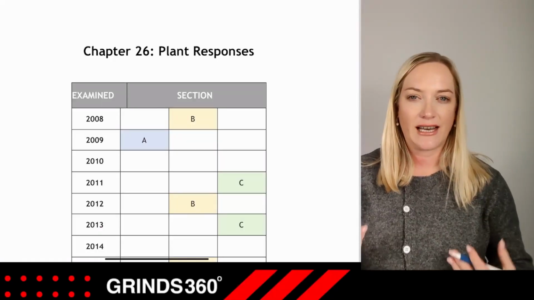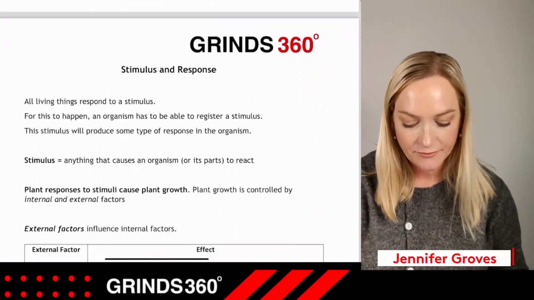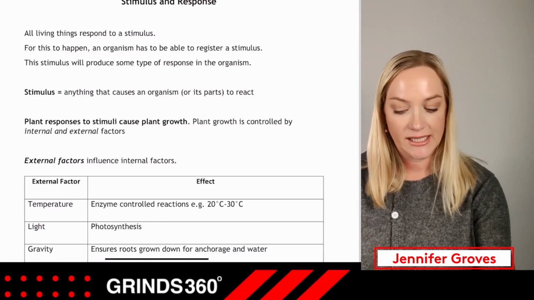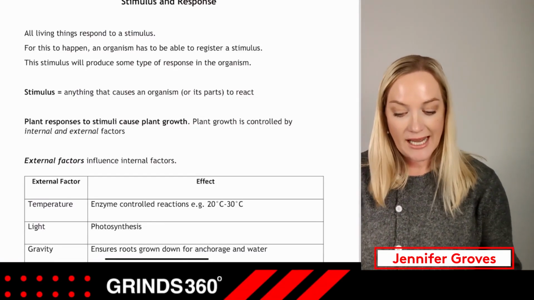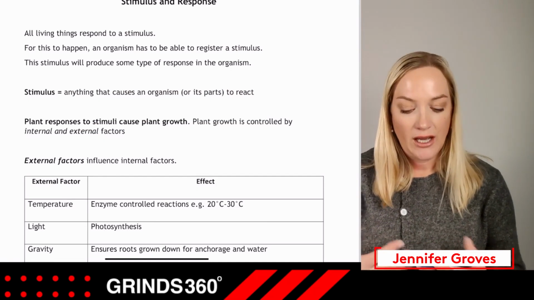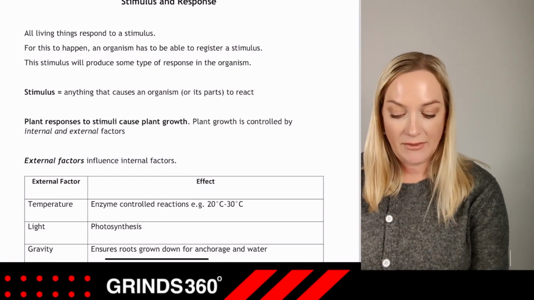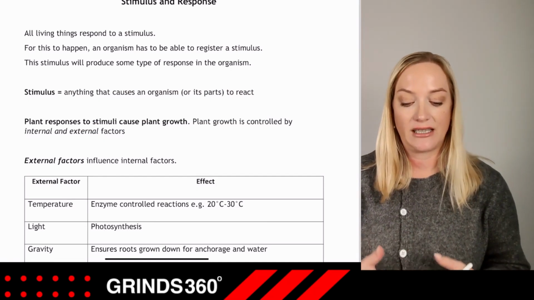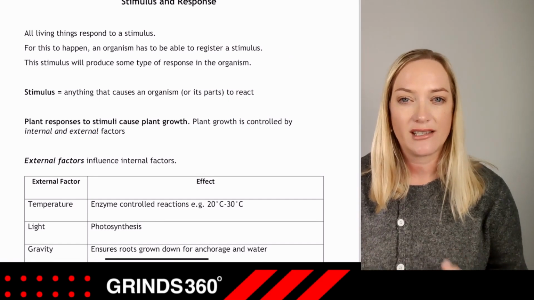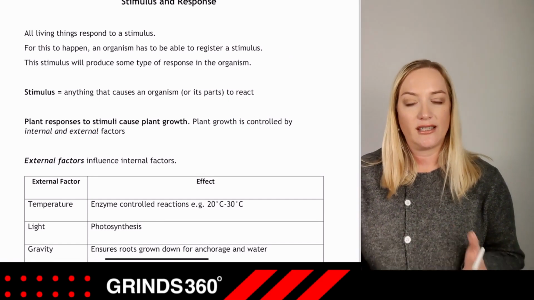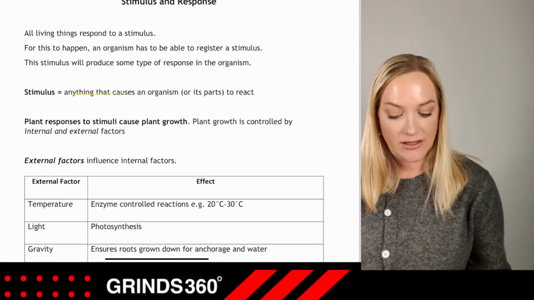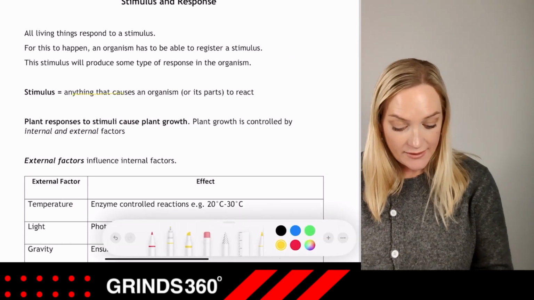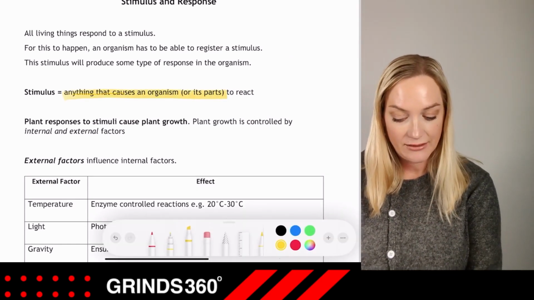Okay, so let's look at plant responses now. So all living things need to respond to a stimulus. So for this to happen, an organism has to be able to register what that stimulus is. So a stimulus is something that will produce a type of response in an organism. So we're going to look at this now within plants. So what is a stimulus? It's anything that causes an organism or its parts to react.